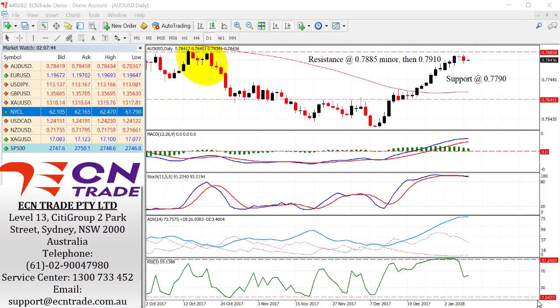Well, yesterday the Australian dollar fell from the highs of 78.70 and now puts a dent in the bullish pattern. As you can see here from the stochastic, it has actually started to roll over from the highs, and also the RSI is dropping as well.